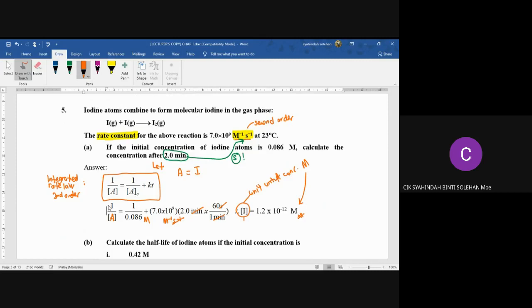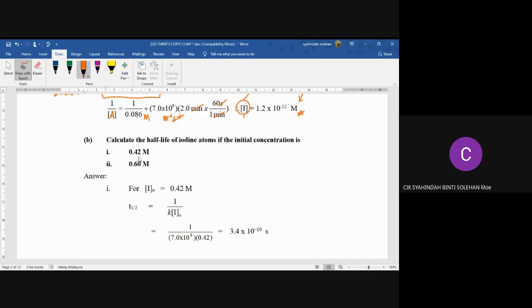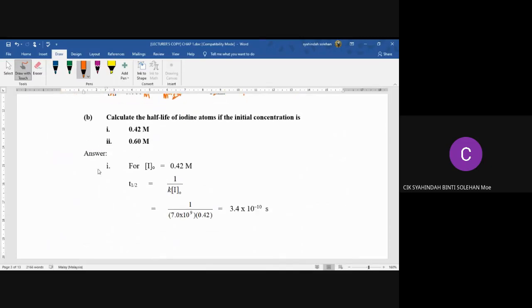Alright, so next ialah soalan suruh kamu calculate the half-life of iodine atoms kalau initial concentration dia 0.42 and 0.6. So sekarang ni, since you dah tahu this is a second order reaction, kan? So kalau second order reaction, you akan tahu half-life dia punya equation ialah t half is equals to 1 over, supposedly lah, t half is equals to 1 over k concentration of your reactant initial. Tapi kita tadi dah cakap let A concentration of A is equals to concentration of I, kan?